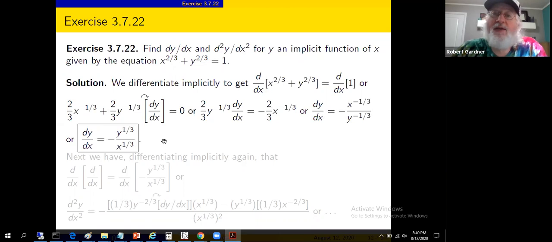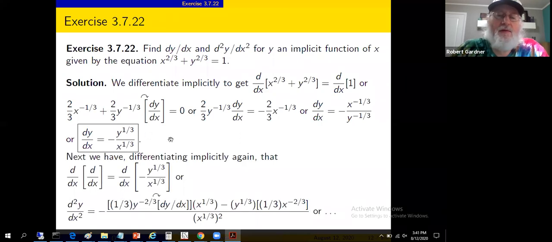How are you going to find the second derivative? Well, differentiate both sides of this. That'll produce the second derivative on the left-hand side. Let's see what happens on the right-hand side. Looks like a quotient, eh? So we'll take a derivative with respect to x of dy/dx and a derivative with respect to x of this stuff here. That produces a second derivative of y with respect to x on the left-hand side.